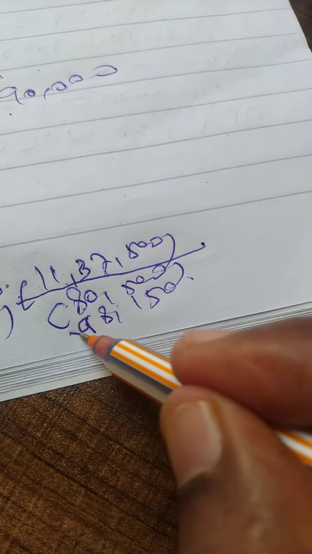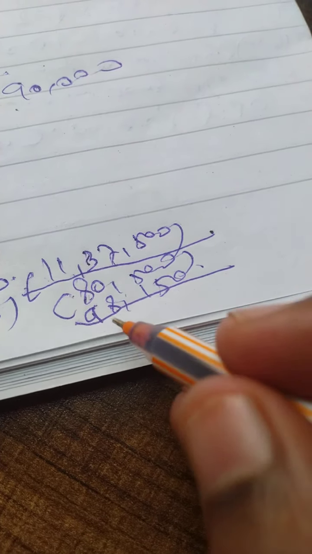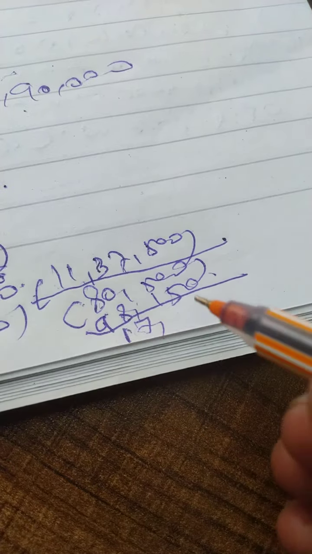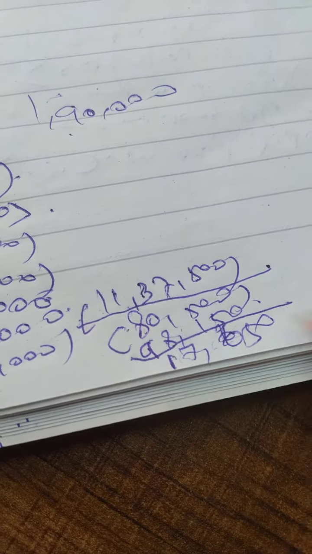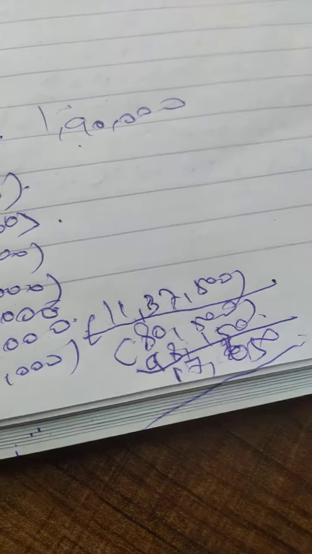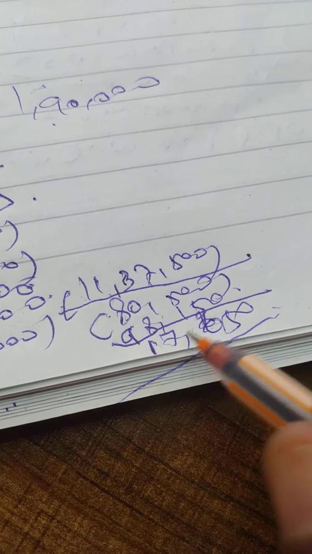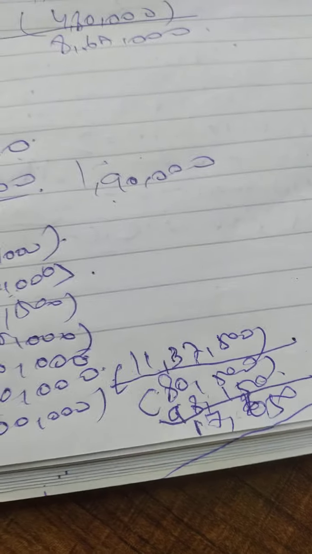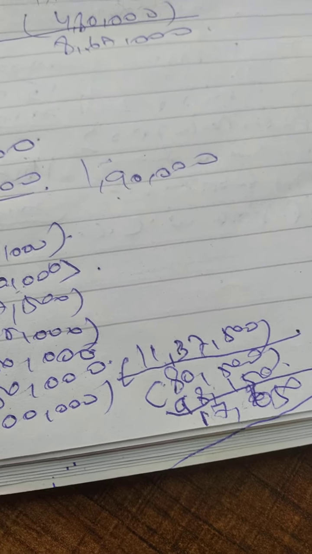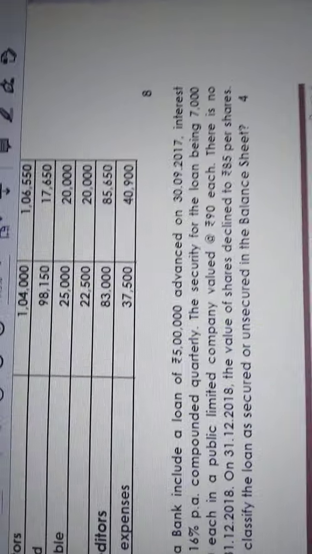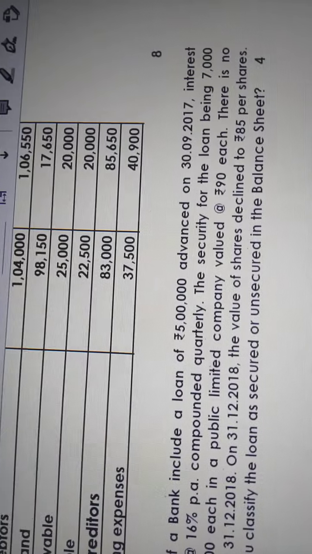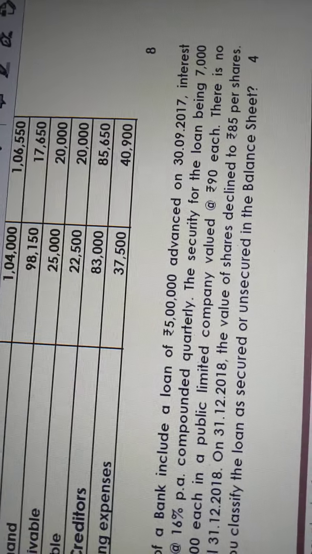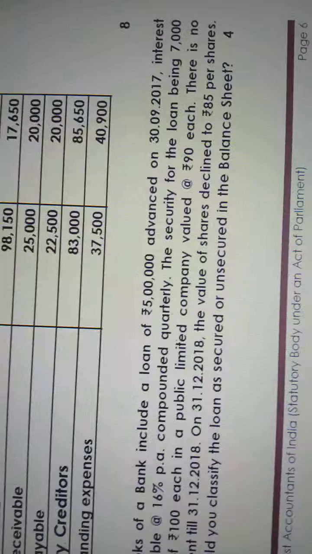98,150. Then what is the closing balance? 17,650. This is your closing balance. Just refer to the question, you will get this 17,650 closing balance. Just see here. So 98,150 cash in hand opening balance, 17,650 closing balance. So our answer is correct. Okay, so this problem is over.